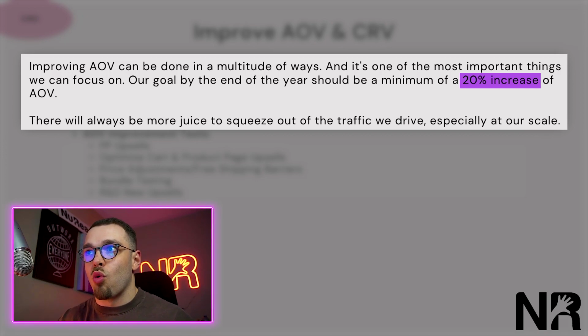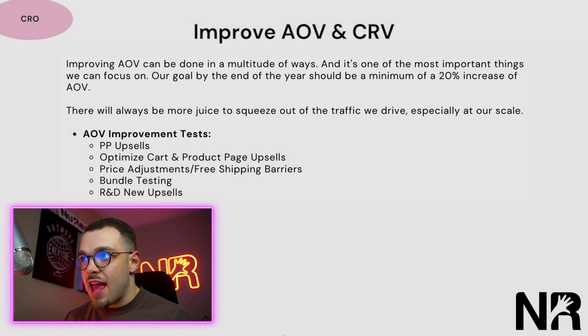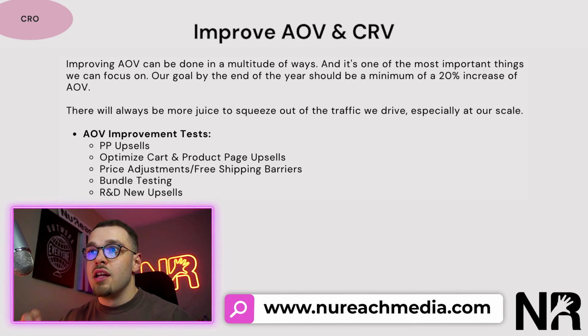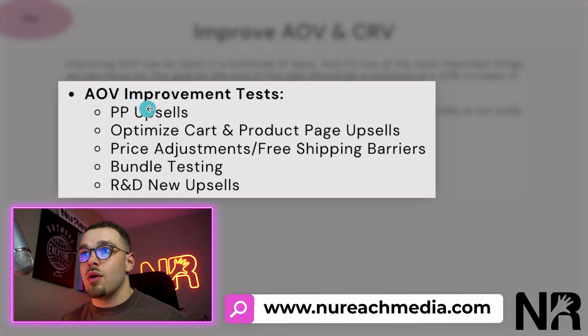Now, there's always going to be more juice to squeeze out of the traffic that we drive, especially at our scale, depending where you are, especially if you're a 7, 8-figure brand. This is super, super important. Even as you're scaling your brand leading up to this point, these are things you want to be looking at. So what we're going to dive into today is going to be your average order value improvement tests.